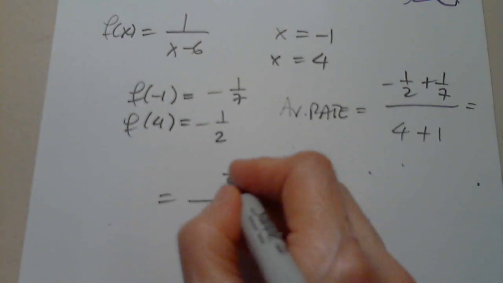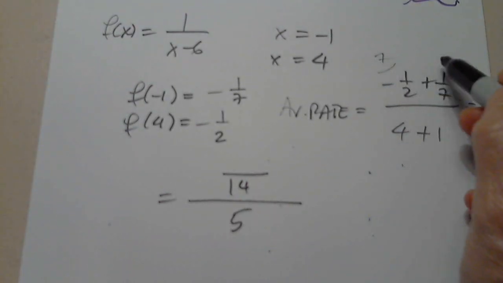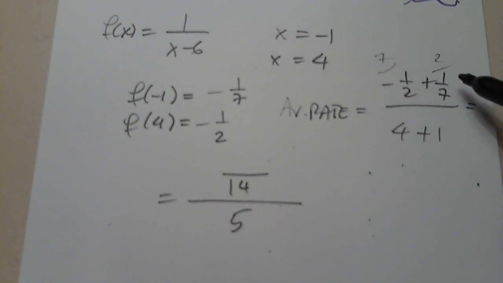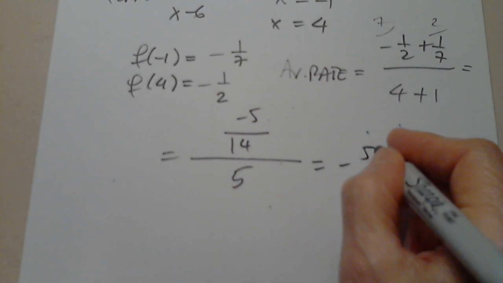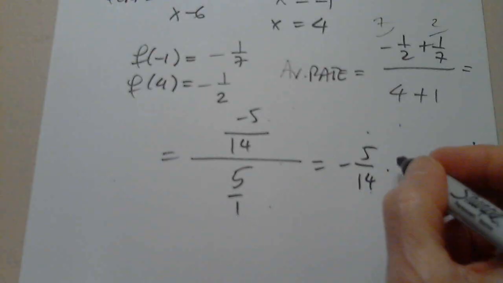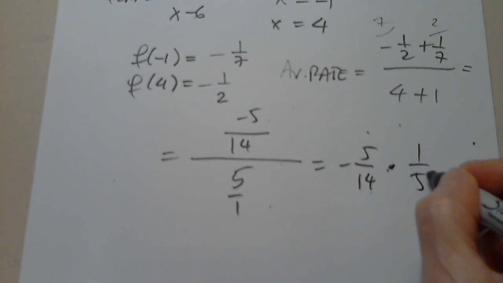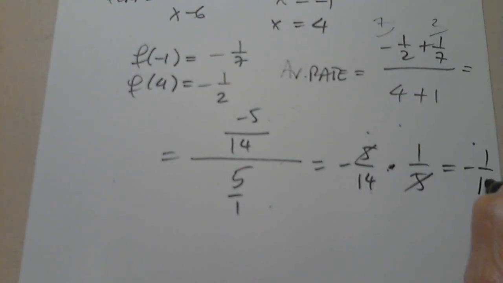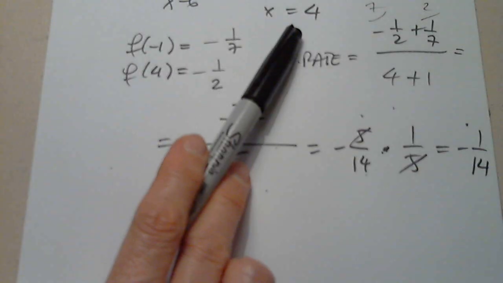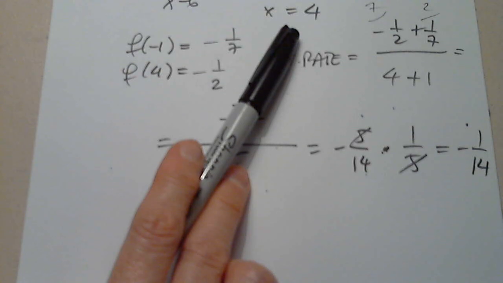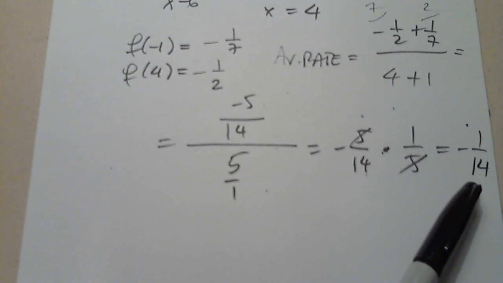So the least common denominator is 14. So -7 plus 2, so this is -5. So we have -5 over 14 times 1 over 5. So I get -1 over 14. And that is it. So the average rate of change of this function between these 2 points is -1 over 14.